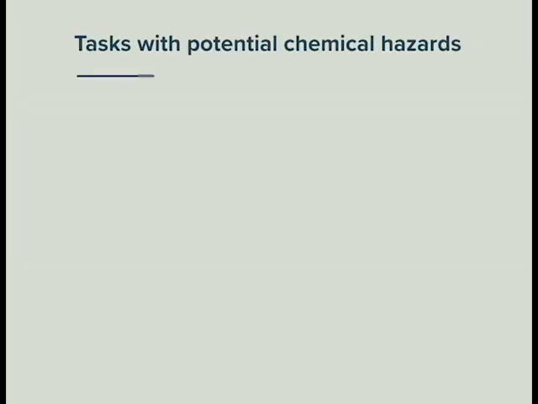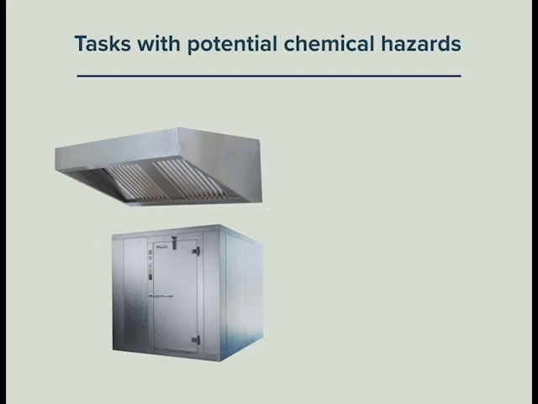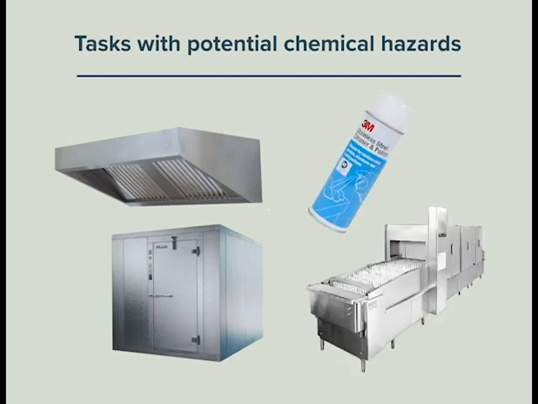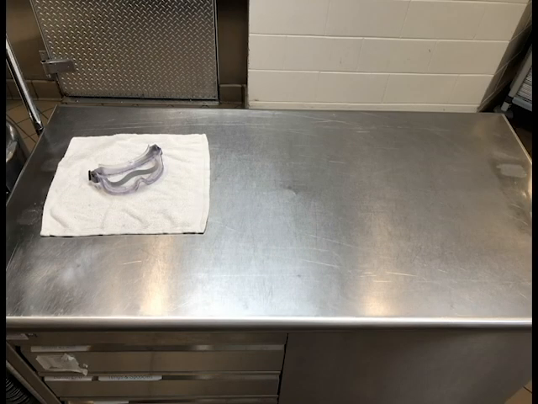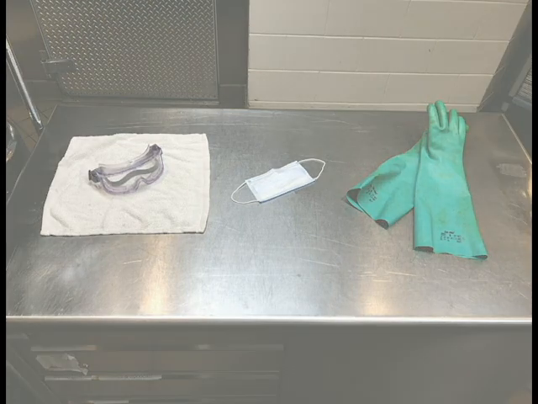PPE also needs to be worn for chemical hazards. These instances normally occur during operations such as cleaning external exhaust hoods, cleaning refrigeration units using stainless steel cleaner, or while cleaning or performing maintenance on a dish machine. The PPE for chemical hazards range from splash goggles to face shields and latex or nitrile gloves. After chemical use, remember to wash hands and arms well.